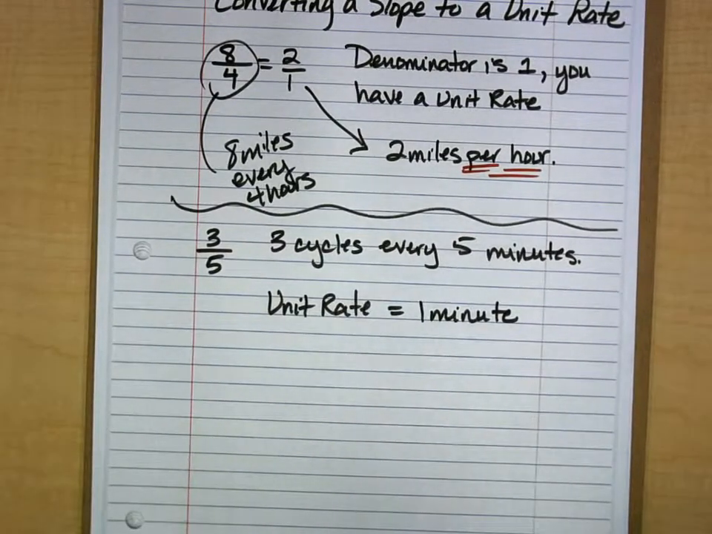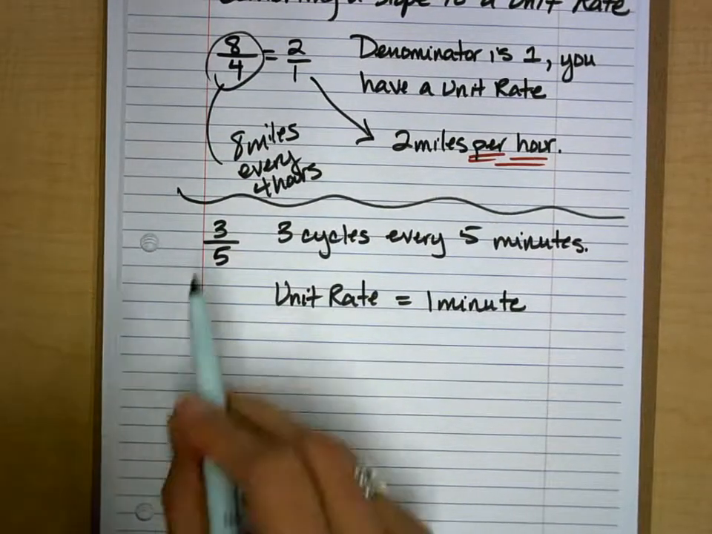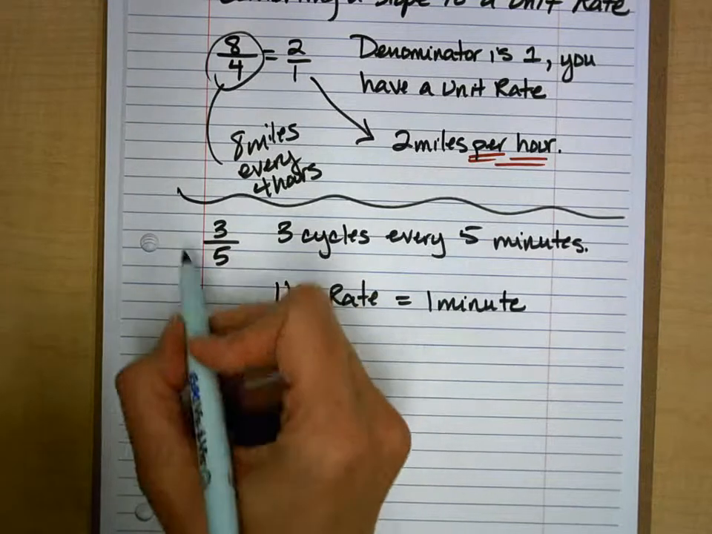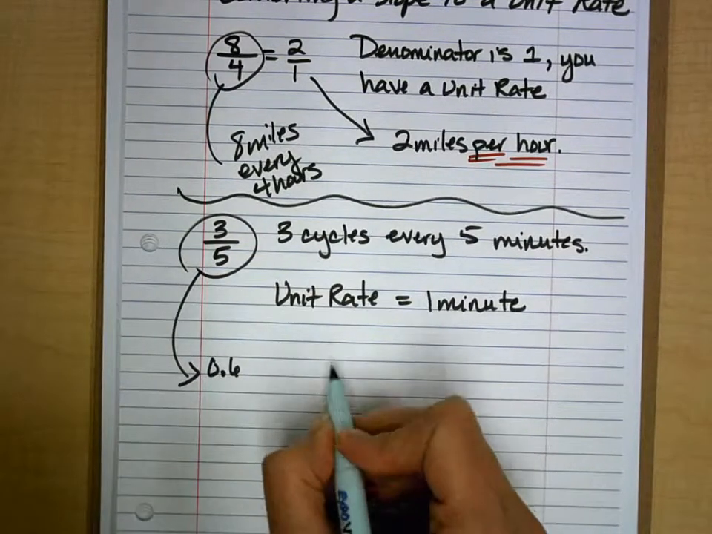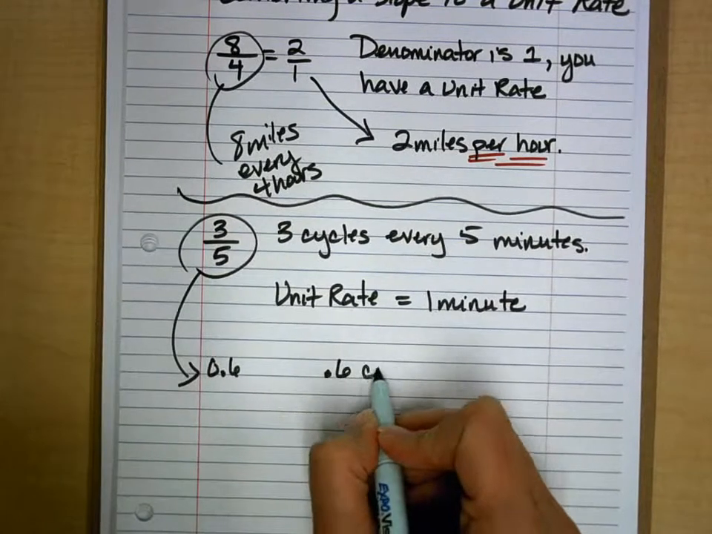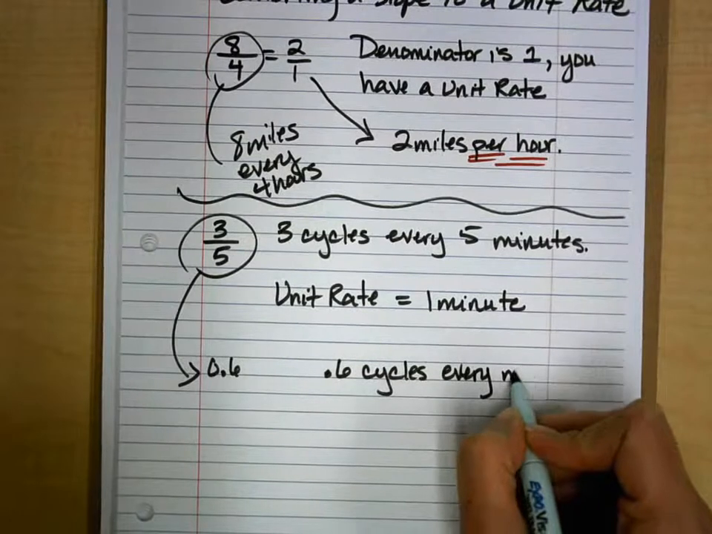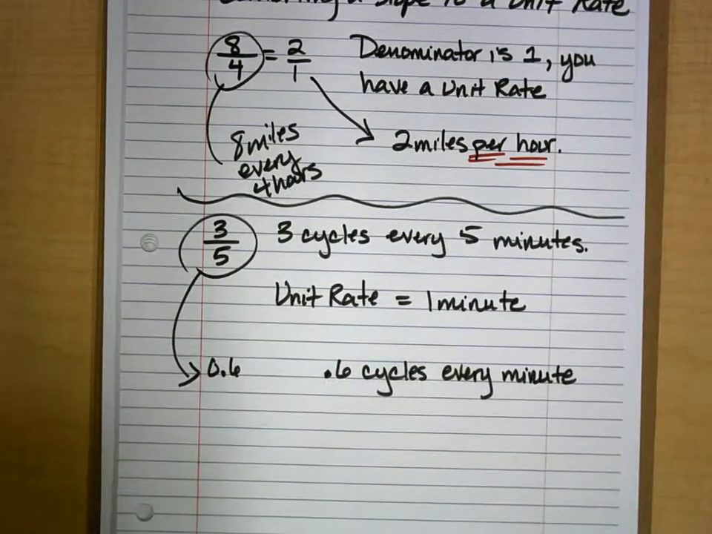So with fractions that don't simplify nicely, you have two choices. This one actually doesn't simplify too bad because 3/5 is the decimal 0.6. So if you wanted to convert to a decimal, you can do that. But you have two choices. So our first choice is to convert the decimal, okay, which is 0.6. And then you would say 0.6 cycles every minute. And that's just doing your division, 3 divided by 5.